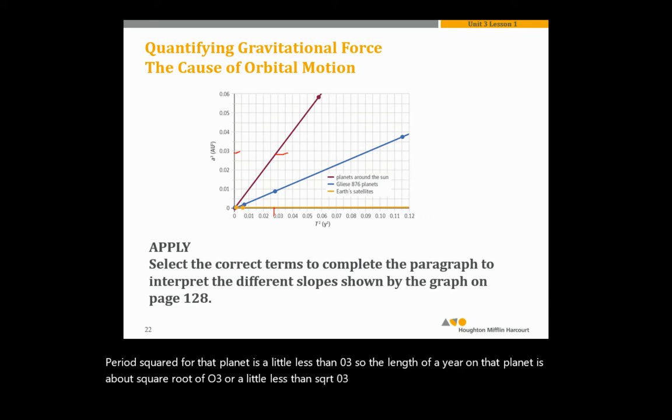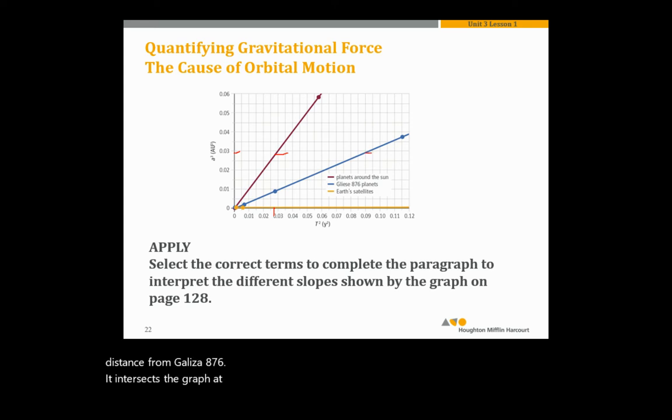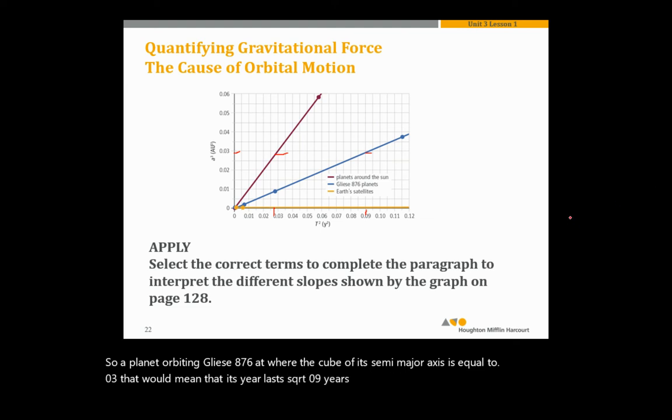Now, if we look at another planet that's the same distance from Gliese 876, it intersects the graph at this point. So a planet orbiting Gliese 876 where the cube of its semi-major axis is equal to 0.03, that would mean that its year lasts the square root of 0.09 years, or 0.03 years.